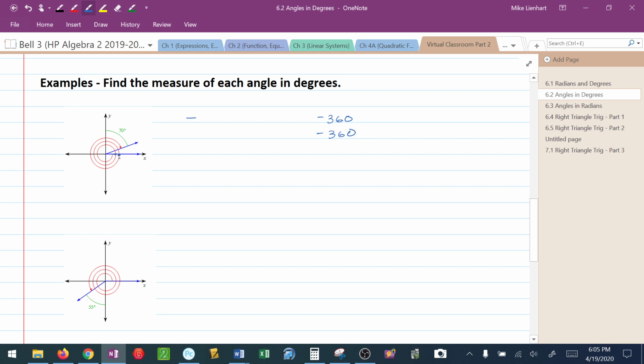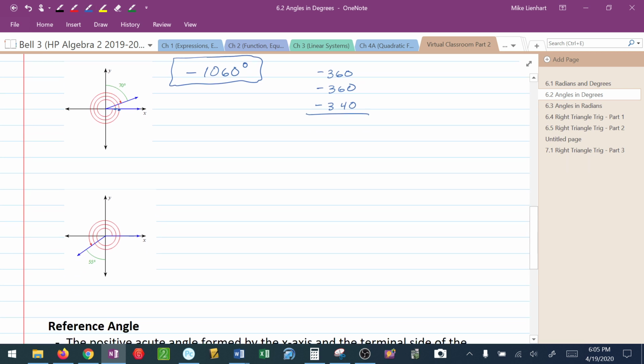Well, let's kind of retrace our steps. I went negative 90, negative 180, negative 270, and then 70 more, which would be negative 340 degrees. If I put all of these together, 360 plus 360 plus 340, that tells me that I traveled a total of negative 1,060 degrees. That is the actual degree measurement of that angle.